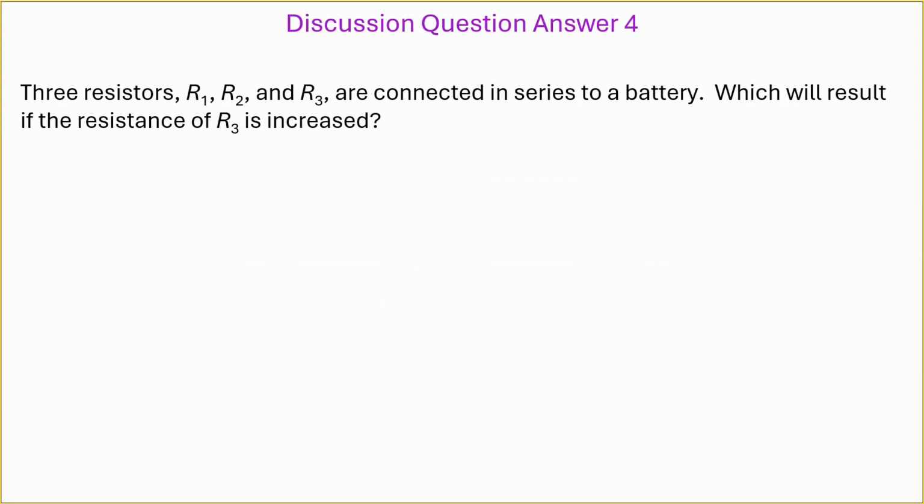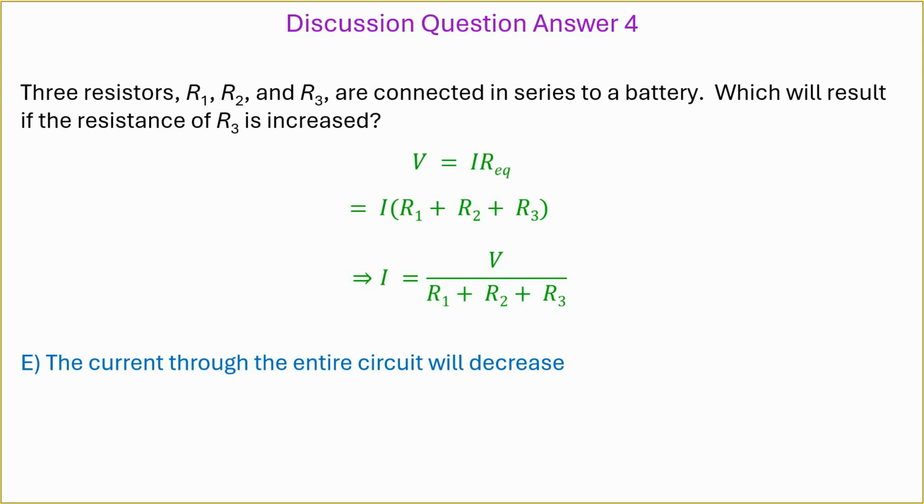So moving on to discussion 4. Three resistors R1, R2 and R3 are connected in series, which will result if the resistance of R3 is increased? So basically you have three resistors in series. If you increase one of the resistances, what will really happen to the current? So V equals IR, so if you increase one of the resistances, R3, then the total resistance goes up. So if the total resistance increases, then the current must decrease. So therefore, the total current in the circuit will decrease. The answer is E.